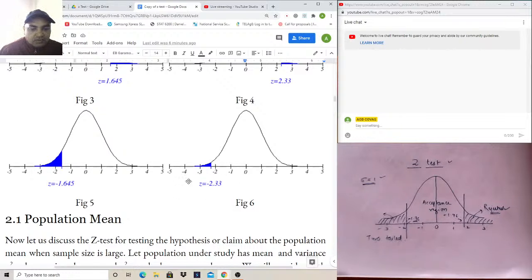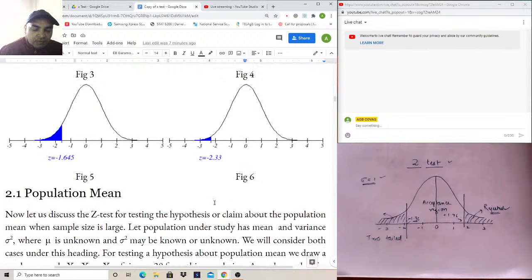And in case of 1% level of significance, if it is less than minus 2.33, then your null hypothesis will be rejected. Otherwise, if it is greater than minus 2.33, then it will lie in the region of acceptance, and your null hypothesis will be accepted.